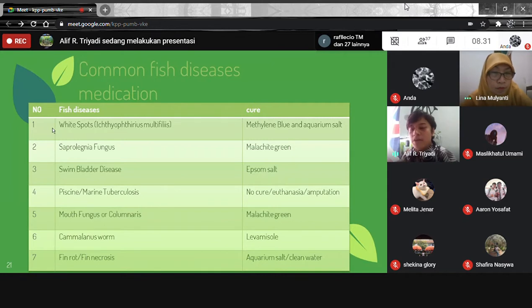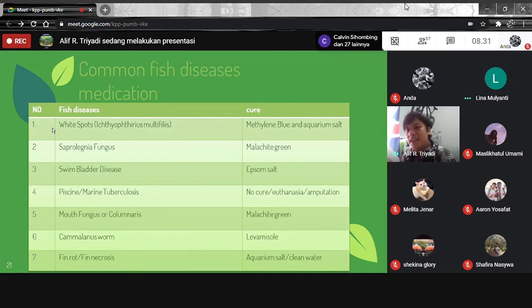And then there is Saprolegnia fungus. Saprolegnia fungus manifests as a cotton-like buildup around your fish's gills, mouth, or fins. Sometimes it looks like a white buildup on your fish's fin, and it may be deadly if not taken care of. And then there's swim bladder disease, where your fish swims upside down. The only way to cure it is to give them Epsom salt and also some added treatments such as high fiber foods and warm water.